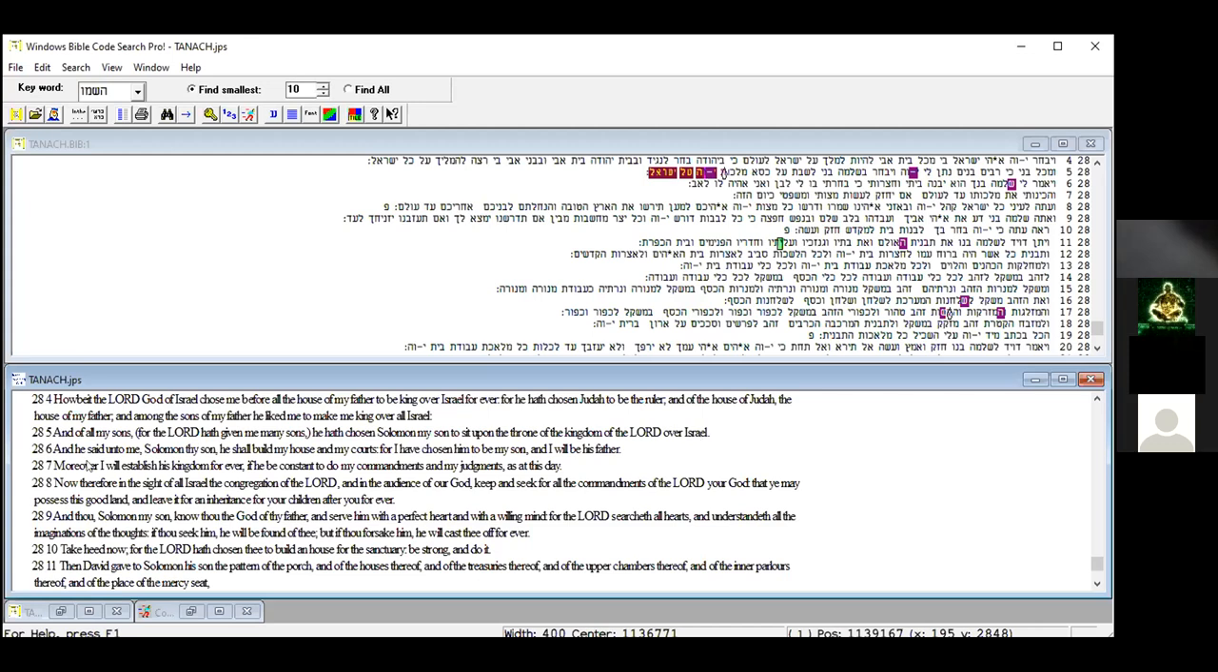And if you keep reading here, it says, and he said unto me, Solomon, my son, he shall build my house and my courts, for I have chosen him to be my son, and I will be his father. Moreover, I will establish his kingdom forever, if he be constant to do my commandments and my judgments as at this day. Now, therefore, in the sight of all Israel, the congregation of Yahuwah, and in the audience of our Elohim, keep and seek for all the commandments of Yahuwah your Elohim, that ye may possess this good land and leave it for an inheritance for your children after you forever. So I thought that was pretty good.